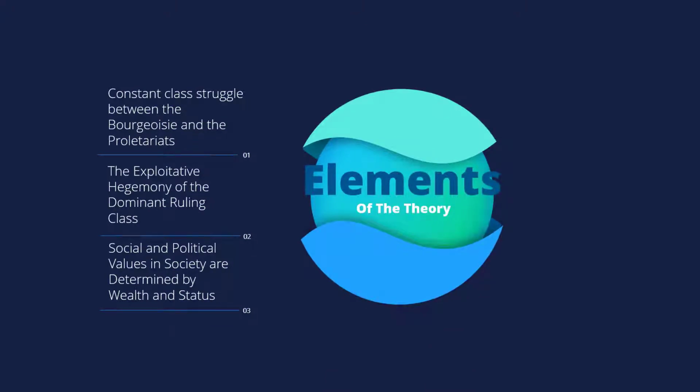The elements of the theory. The elements of the Marxist literary theory that we will be focusing on when evaluating the novels are three. Number one, the constant class struggle between the bourgeoisie and the proletariats. Number two, the exploitative hegemony of the dominant ruling class. And number three, that social and political values in society are determined by wealth and status.